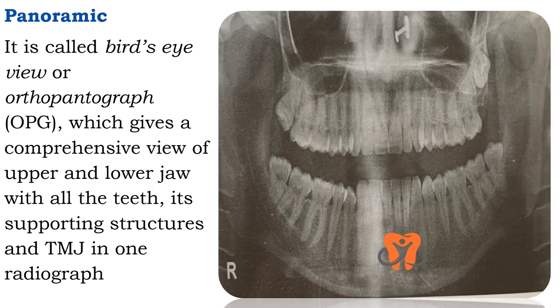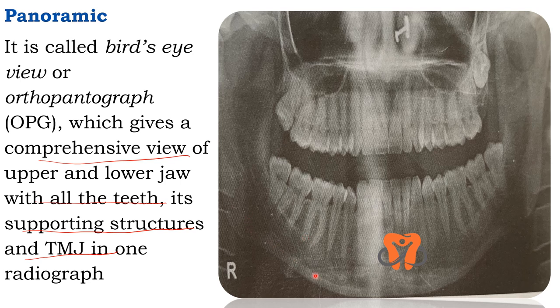Panoramic X-ray, it is also called bird's eye view or orthopantograph. It gives the comprehensive view of both upper and the lower jaw with all the teeth, its supporting structures and TMJ in one radiograph. Now you look at the X-ray here.